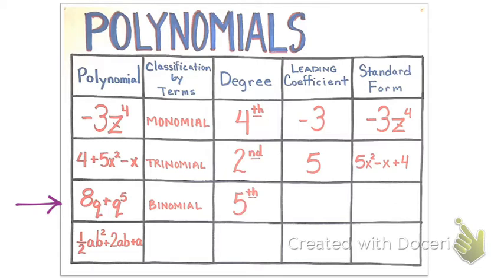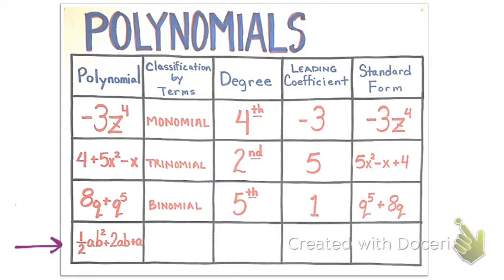If we write it in standard form, the q to the fifth will come first because it has the largest exponent on the variable, and then the term 8q will come second. So this is what it would look like if we wrote our polynomial in standard form. And the leading coefficient is the coefficient on the q to the fifth, which is an unwritten 1. So our leading coefficient is positive 1.